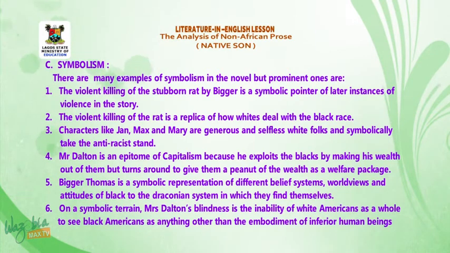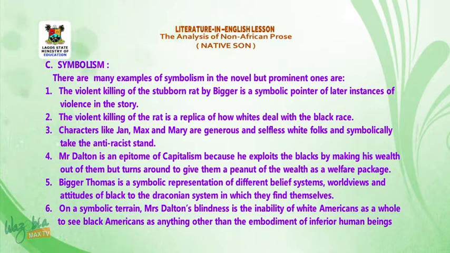Four, Mr. Dalton is an epitome of capitalism because he exploits the blacks by making his wealth out of them, but turns around to give them a peanut of the wealth as a welfare package. Five, Bigger's family is a symbolic representation of different belief systems, worldviews, and attitudes of blacks to the draconian system in which they find themselves.